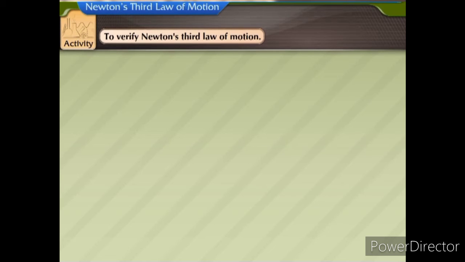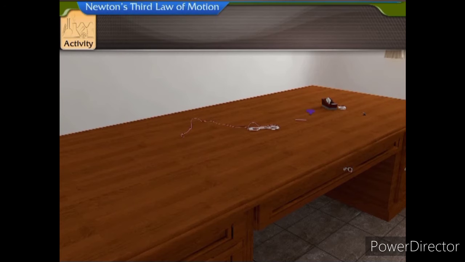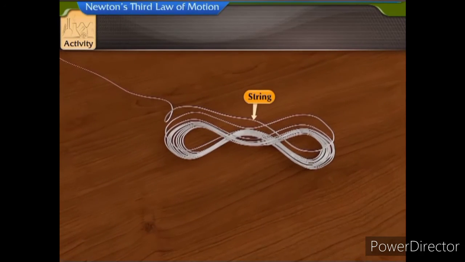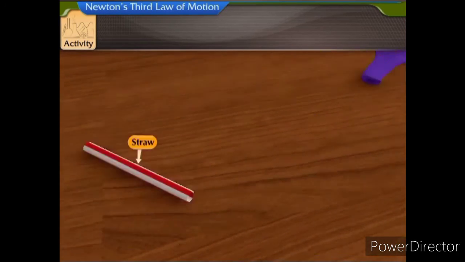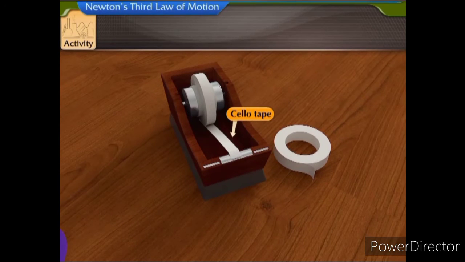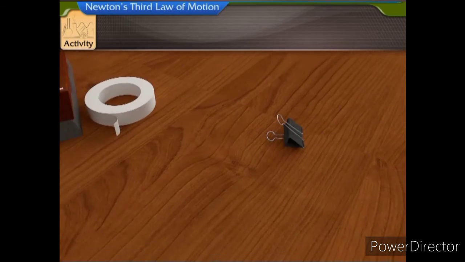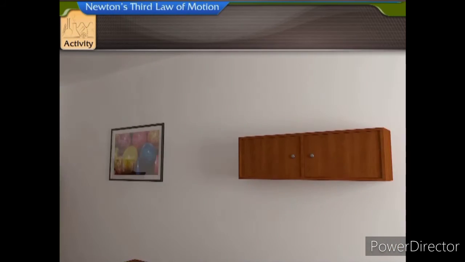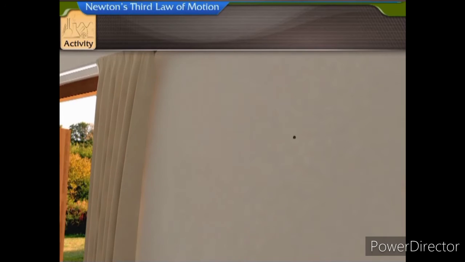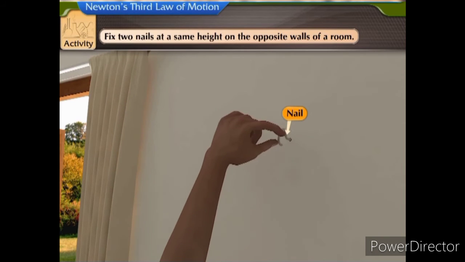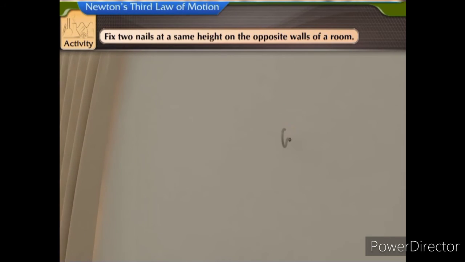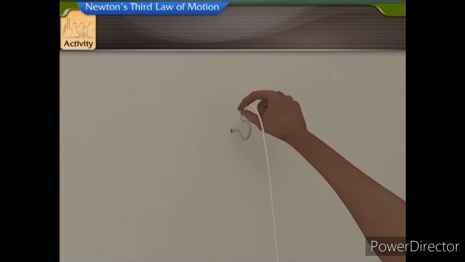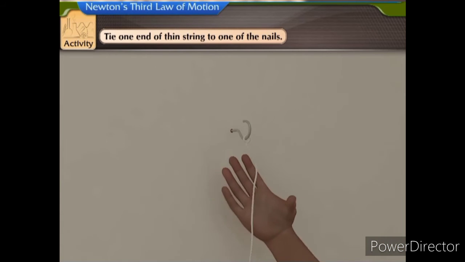Let us perform another activity to verify Newton's third law of motion. To perform this activity, we require thin string, straw, balloon, plastic sellotape, and a paper clip. Fix two nails at the same height on the opposite walls of a room. Now, tie one end of the thin string to one of these nails.